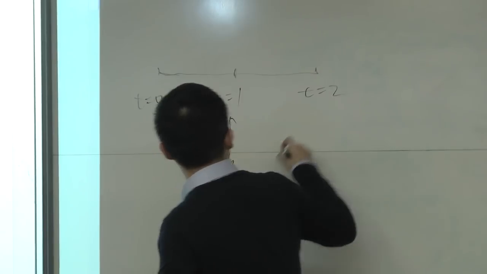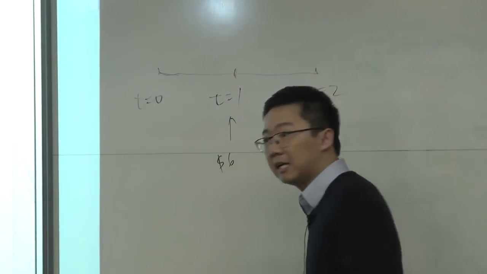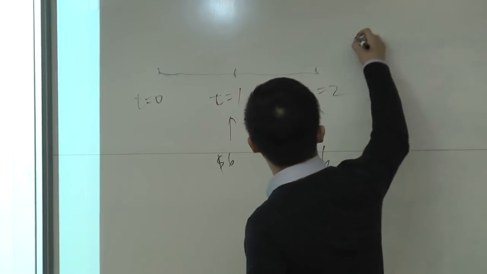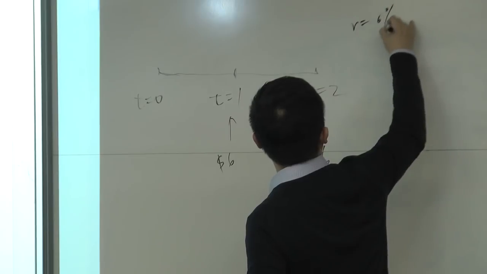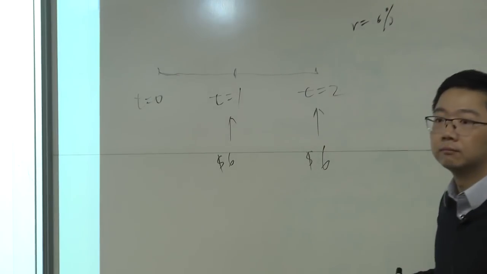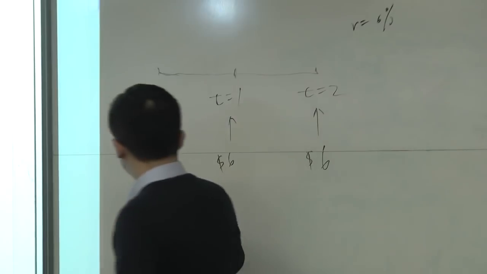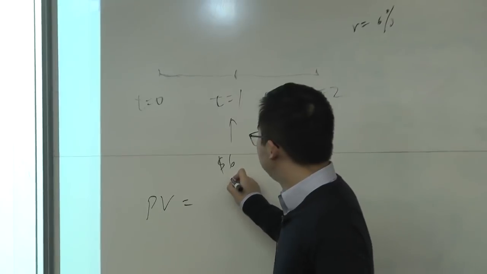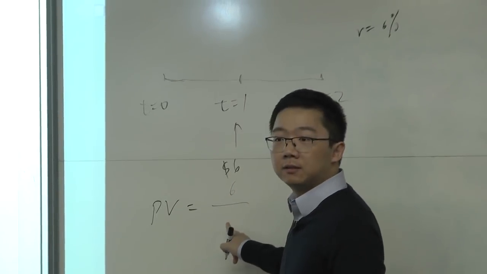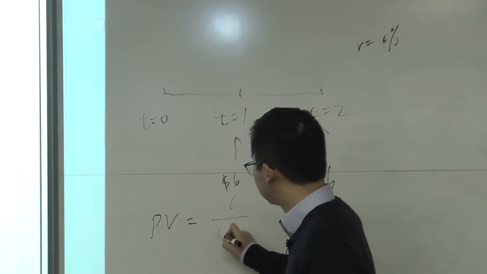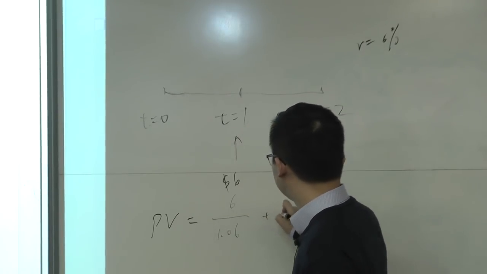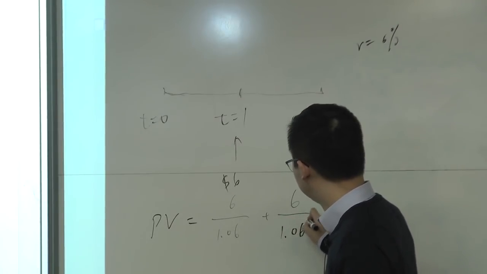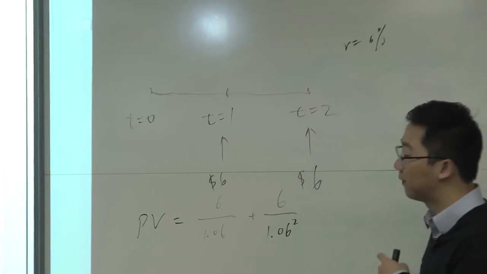Let's say $6, $6. That's an ordinary annuity that happens for 2 years, 2 payments. And let's say the interest rate is 6%. You can calculate the present value manually. The first payment is $6 divided by 1 plus 0.06, and the second is 6 divided by 1.06 squared. That is the present value of the ordinary annuity.